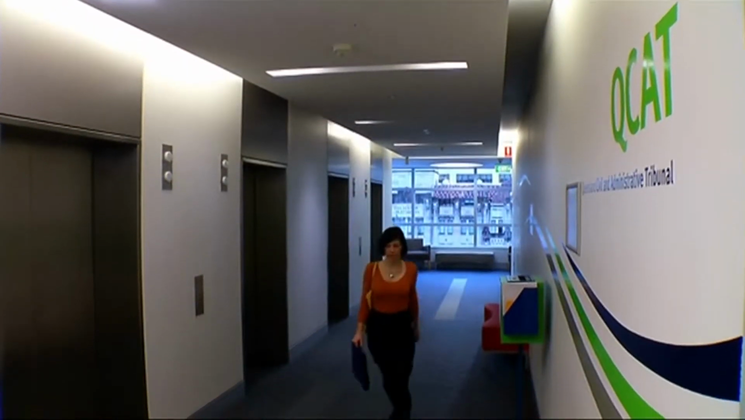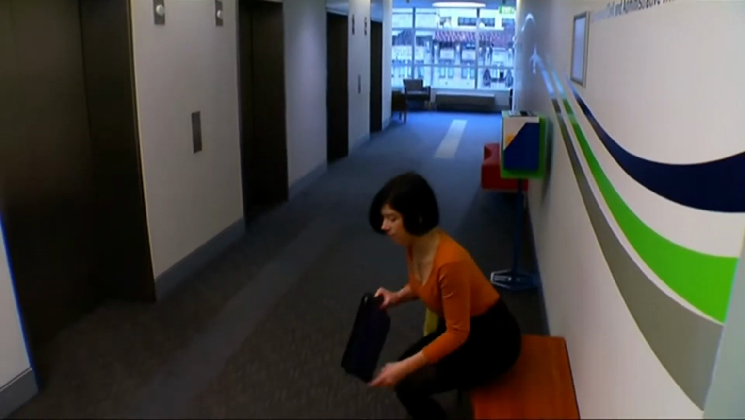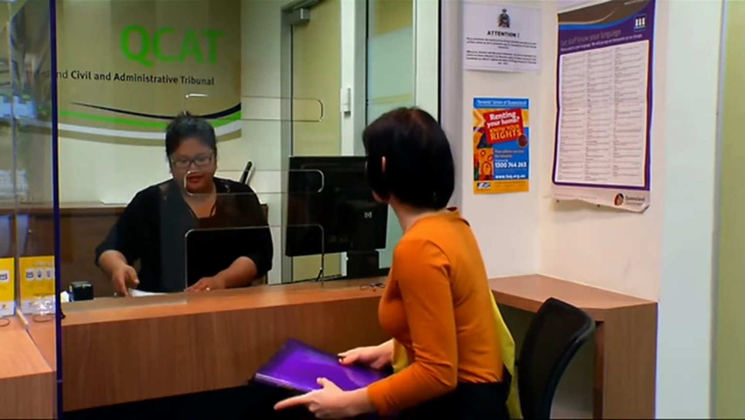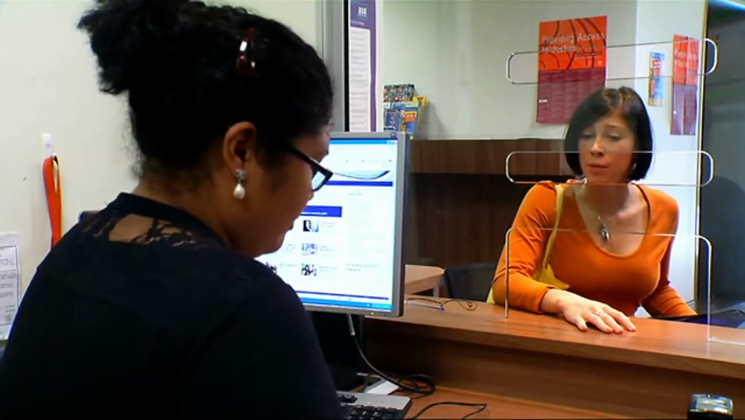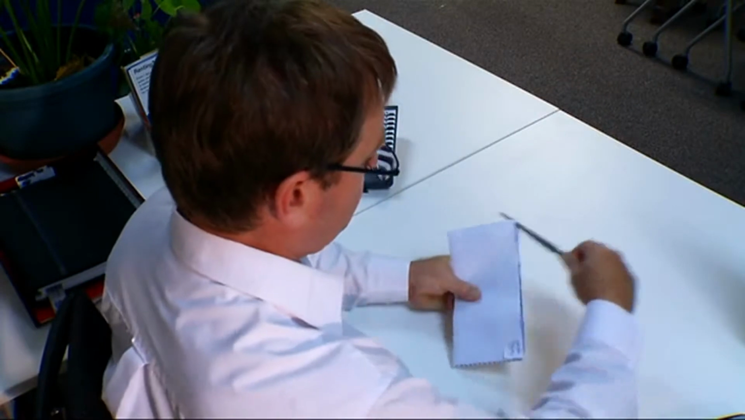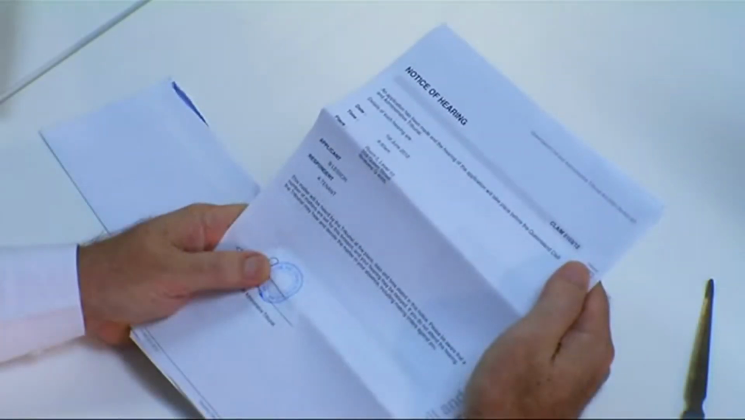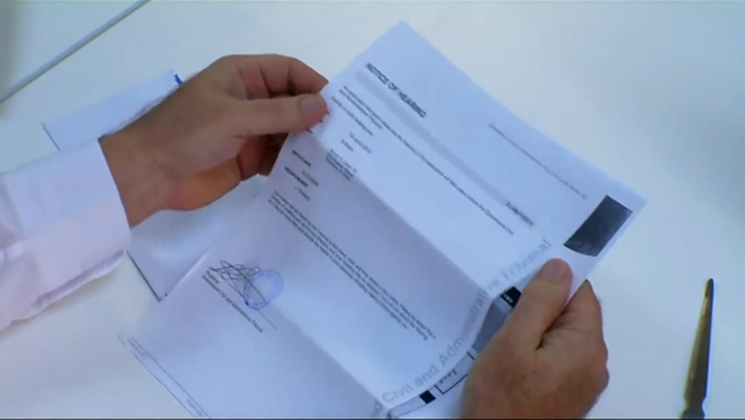If you have a tenancy dispute you cannot resolve, you may need to go to the Queensland Civil and Administrative Tribunal, or QCAT, for a hearing. If you are the applicant, you need to lodge your application and copies of your evidence with QCAT. QCAT then sends both parties a notice of hearing. They also send the respondent a copy of the application.